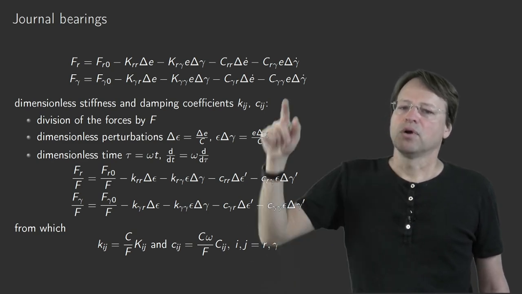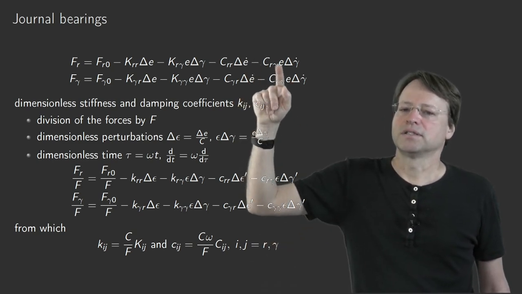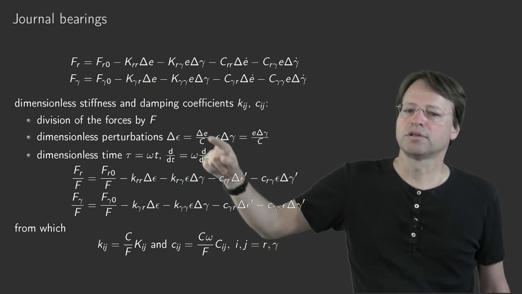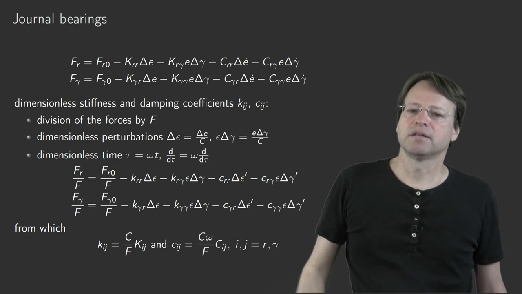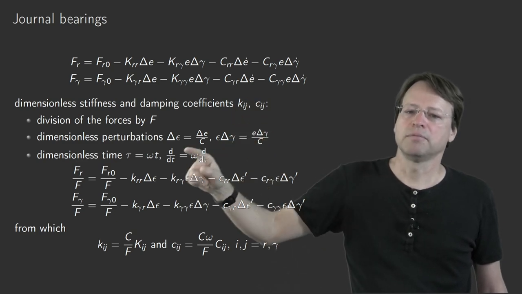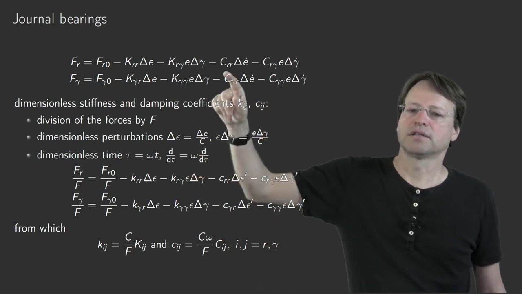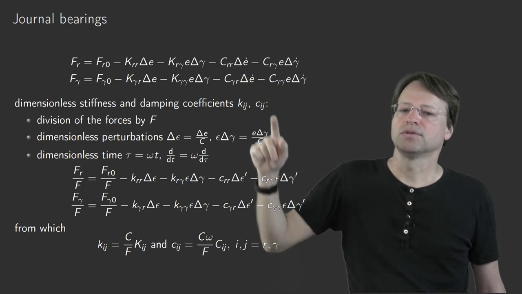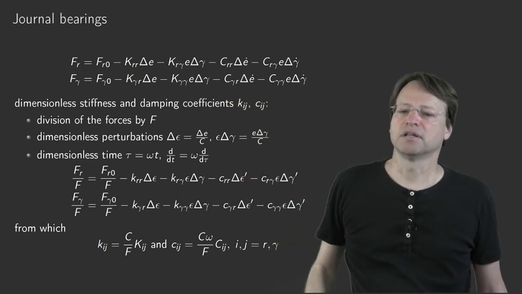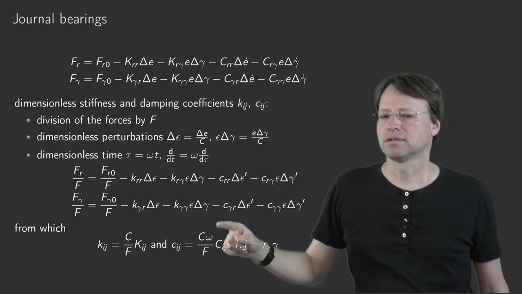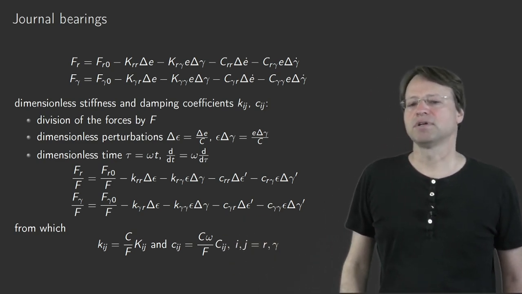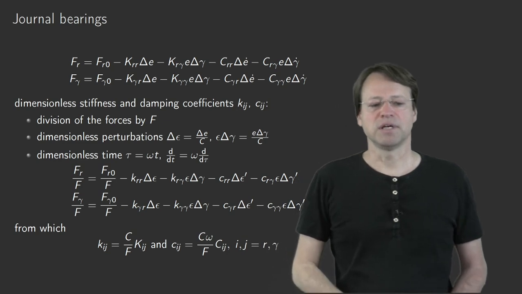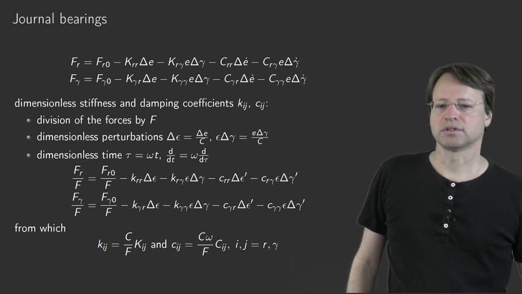So therefore, we also have first to multiply by C in order to introduce the dimensionless perturbations here. And then we have to replace the derivative, so we get the omega here. So it's C times omega divided by F, and you see this is the factor with which you have to multiply the dimensional damping coefficients to obtain the dimensionless damping coefficient.